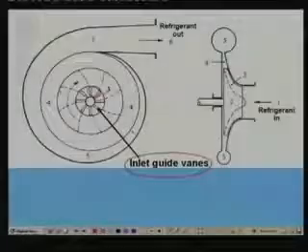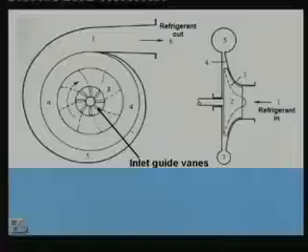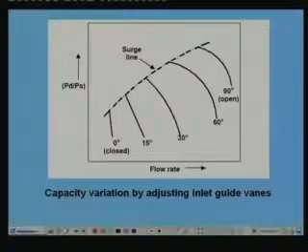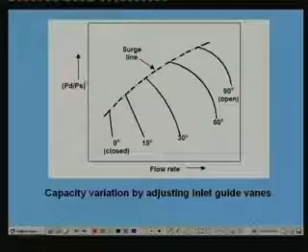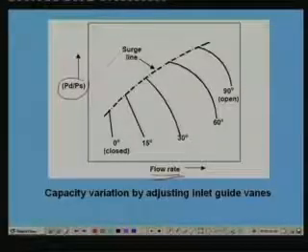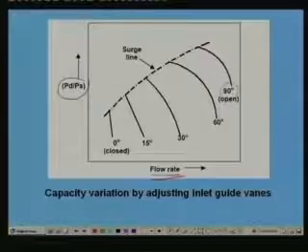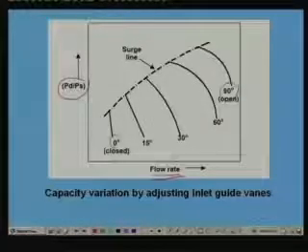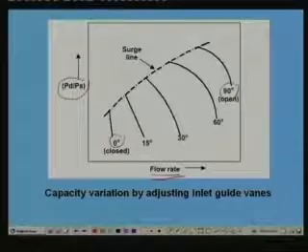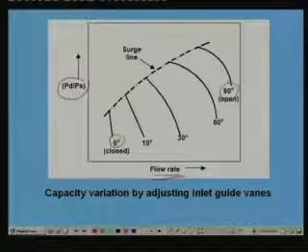This is one very popular way of controlling the capacity of centrifugal compressors. Now let me show typical performance curves at different inlet guide vane angles. This figure shows the pressure ratio versus flow rate for different inlet guide vane angles. The angle varies from 90 degrees to 0 degrees. When you say 90 degrees, that means the inlet guide vanes are fully open. At this condition you get the maximum capacity.